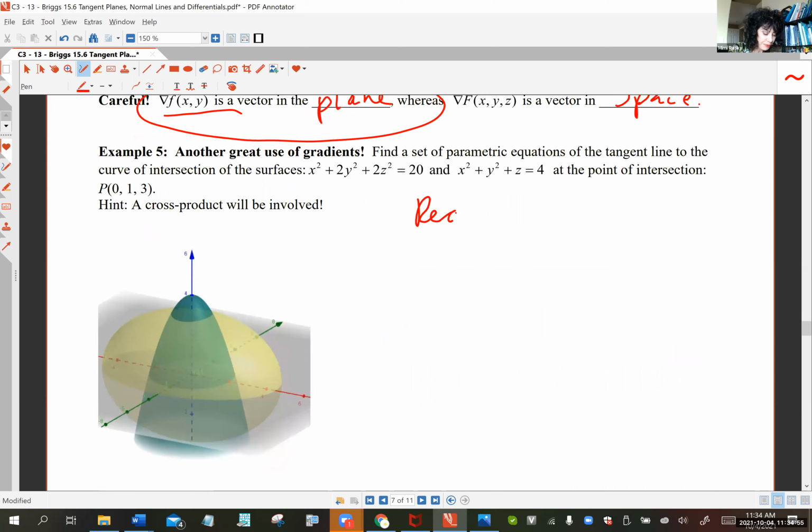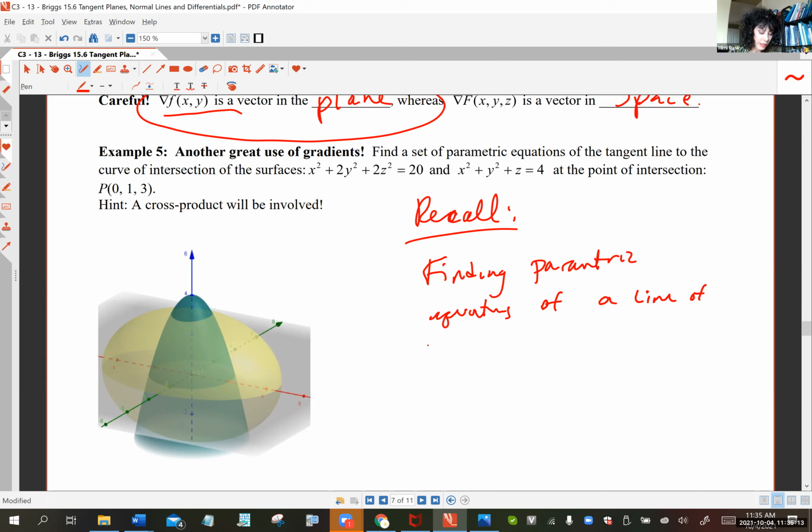So do you recall from a previous section? Do you remember finding parametric equations of a line of intersection of two planes? I did this in class. It's a classic problem. I'll draw a picture of what it was.